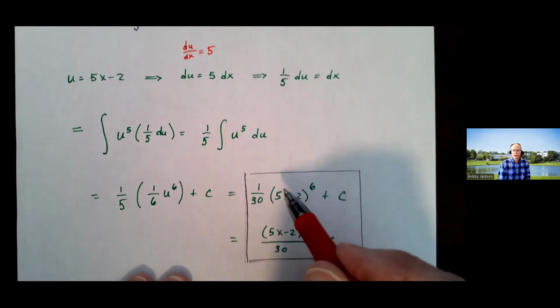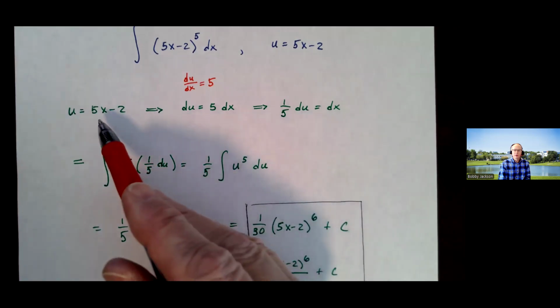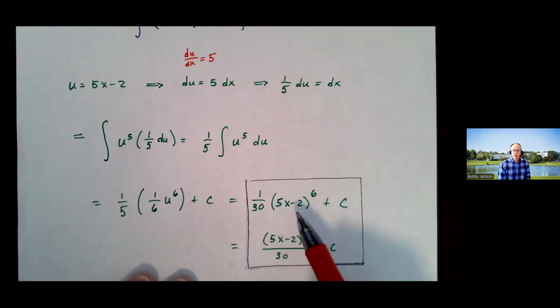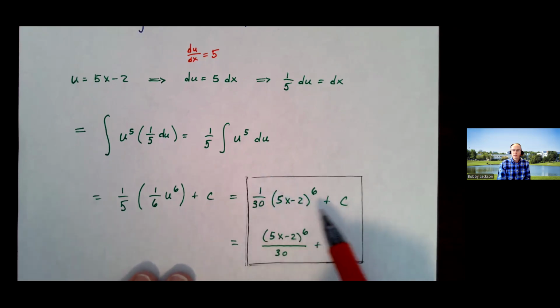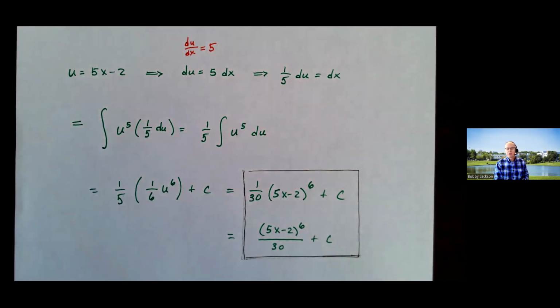And of course, we want to go back to the original variable to express our antiderivative. So I'm going to replace u with 5x minus 2. So here it is. You could also have written it this way. I saw in Achieve when I was looking at the answer that this is the way they had this displayed. I would accept either one of these.